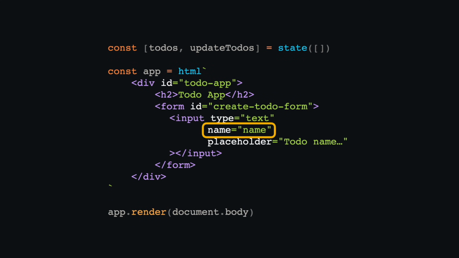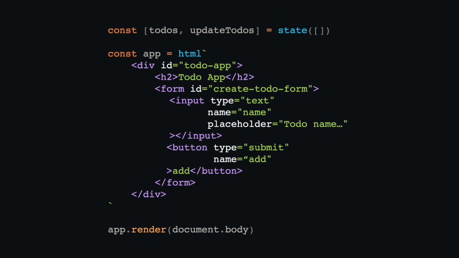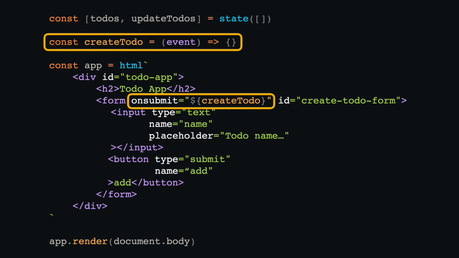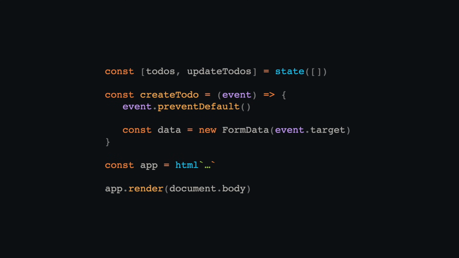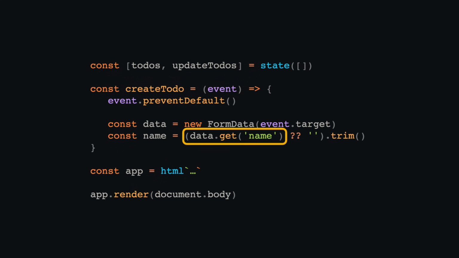Remember the name of this field as it will be important later. I'll also add a submit button. With that, we can finally listen to the submit event on the form to create a to-do item. I'll start by preventing the default submit behavior of the form and use the form to access its data. We can now use the input field name from earlier to access the field's value.